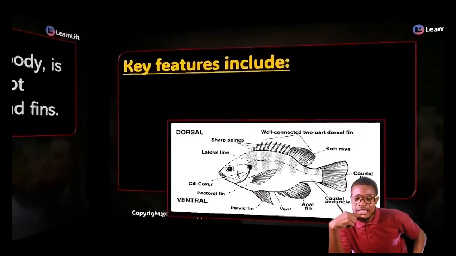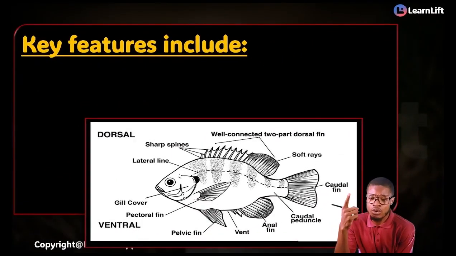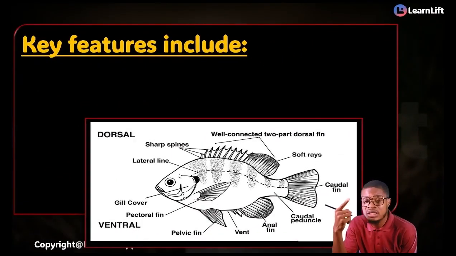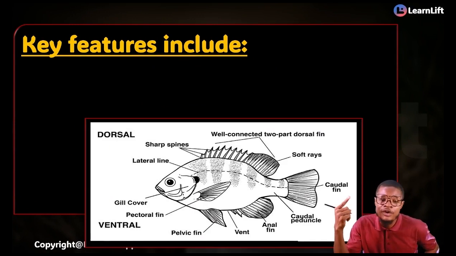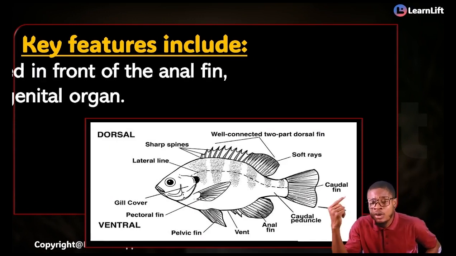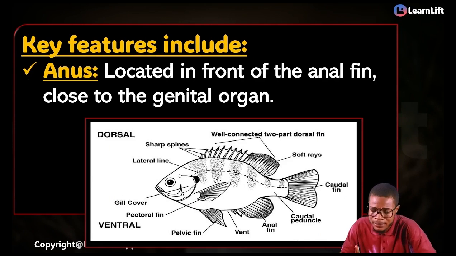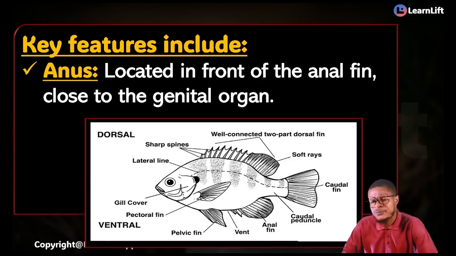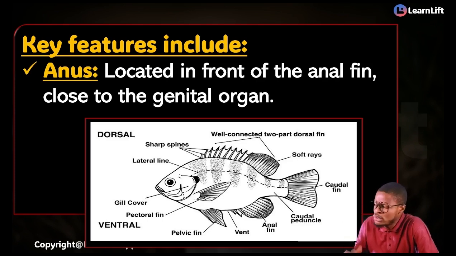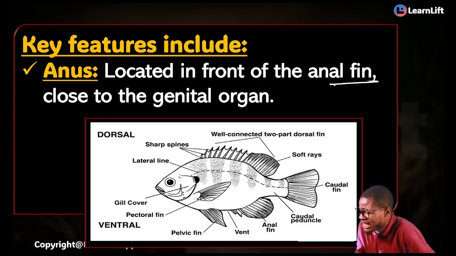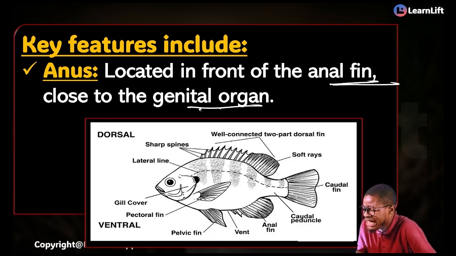But let's go very fast. There are certain key features that we are going to see in the trunk of your fish, especially tilapia. What are the key features? Number 1 is the anus. Please, I beg you, pay attention now. Where is the anus located? It is located in front of the anal fin, close to the genital opening.